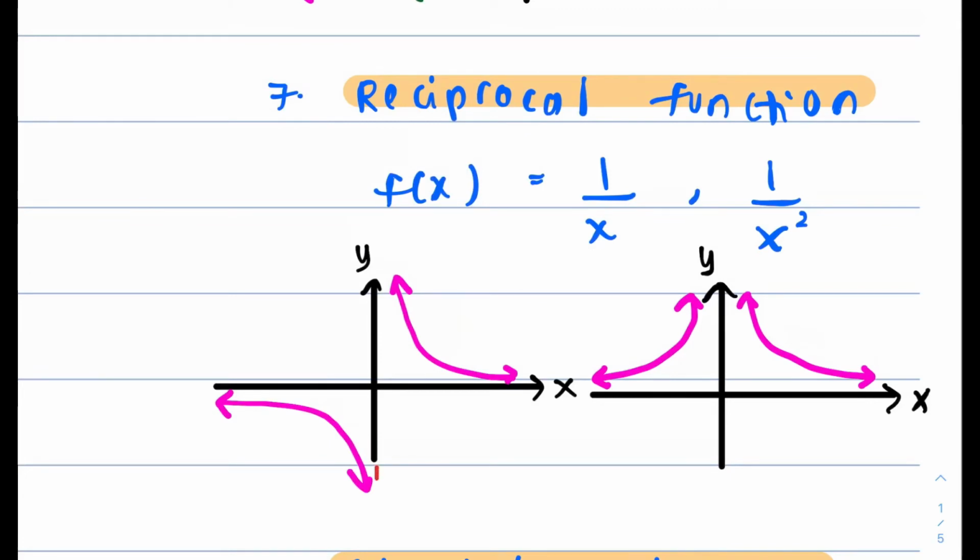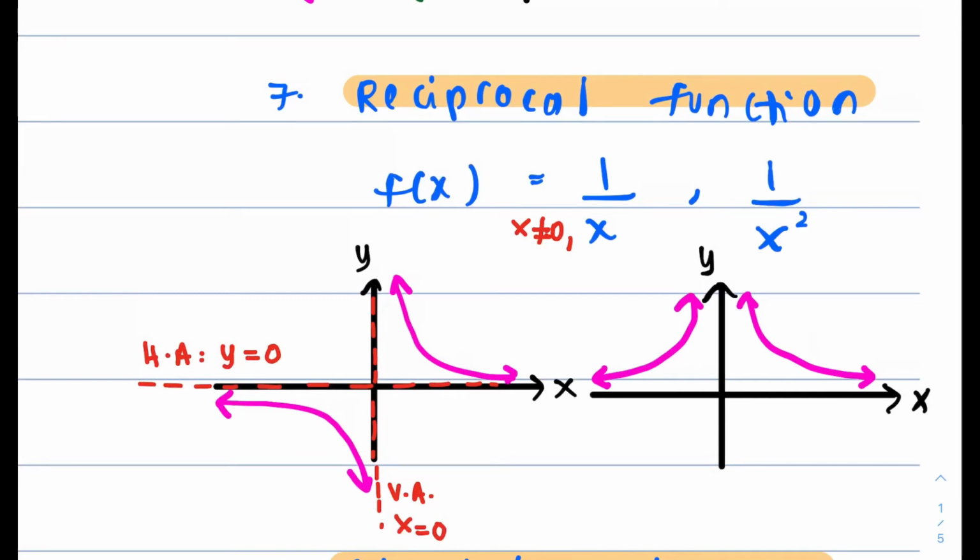Now for 1 over x, the vertical asymptote will be at x equivalent to 0, because again in the domain, your x cannot be equivalent to 0. That's why your graph won't touch when x is equivalent to 0. And the same goes for your horizontal asymptote, which would be at y equivalent to 0.